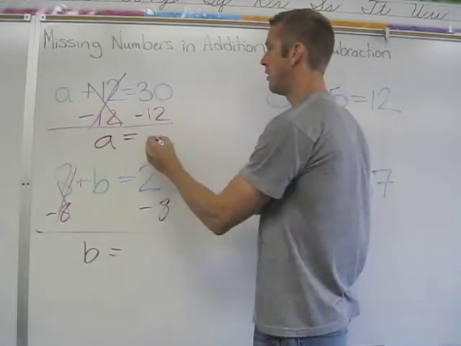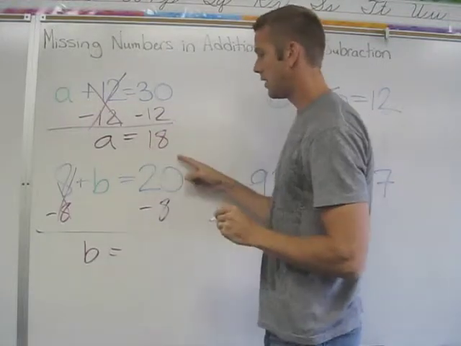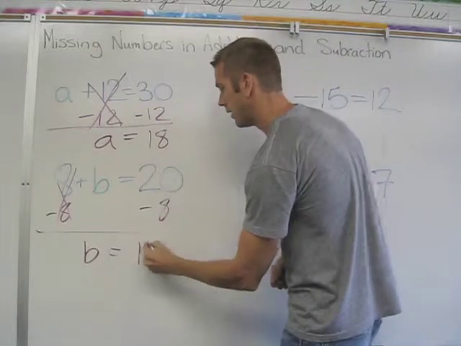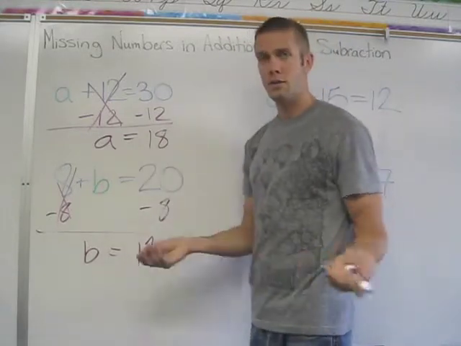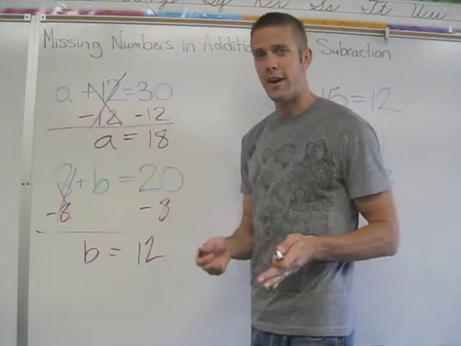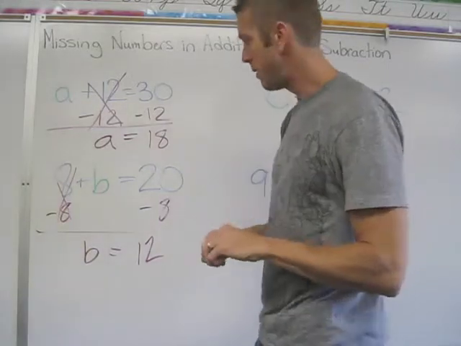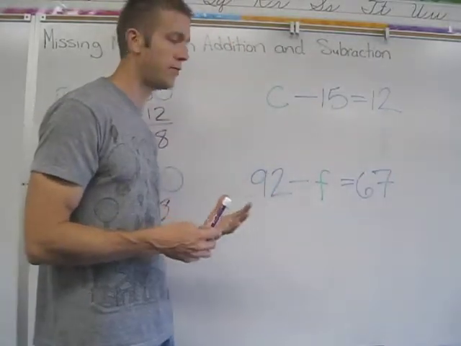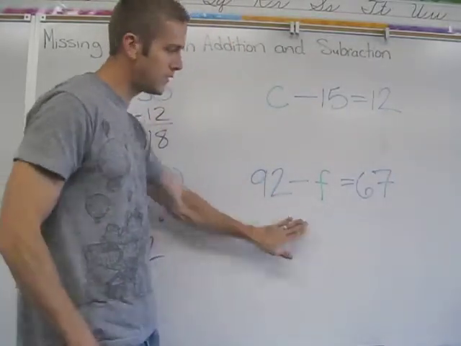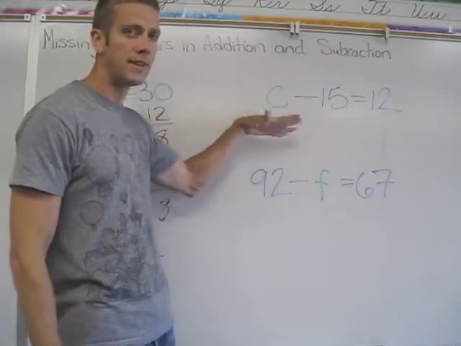30 minus 12 is 18. 20 minus 8 is 12. A equals 18, B equals 12. It's the algebra way to do it. Get the variable by itself. Now remember, on subtraction there was a little bit of a trick. It doesn't always work out as a subtraction problem. So let's do this one first, and then look at the one that's different.